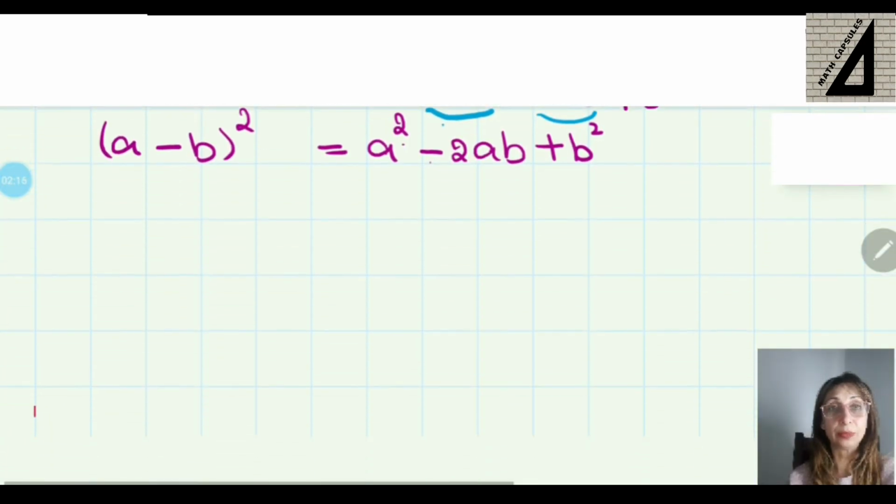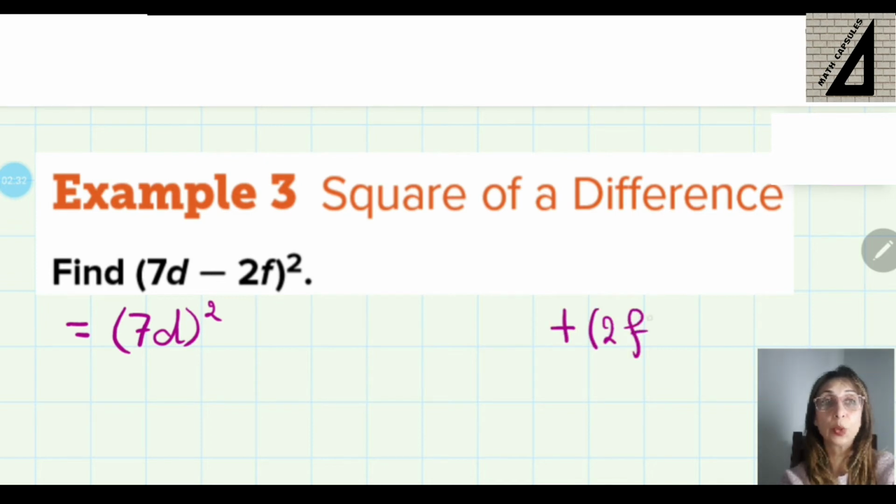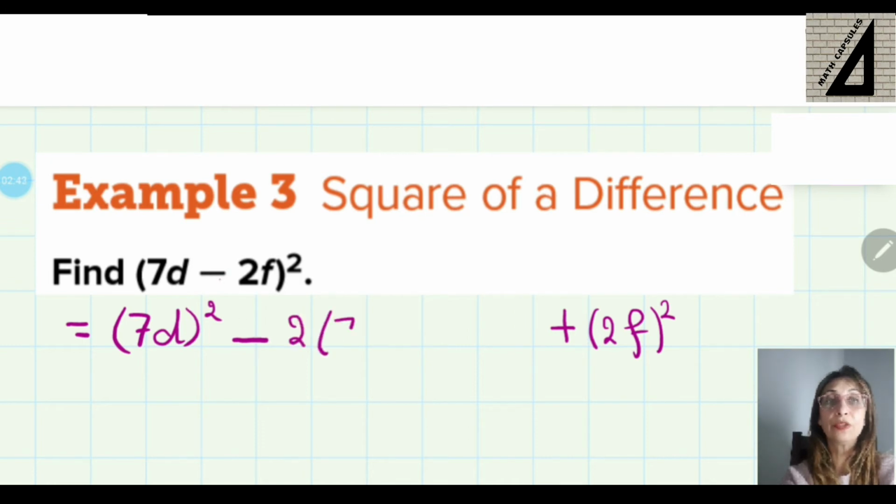Let's have an example. Find (7d minus 2f) power 2. This will be directly the first term squared, and at the end plus the second term squared. This is what we are used to do even in the last video. And the only difference is we put minus, because it's minus 2 times the first term times the second term, like this.